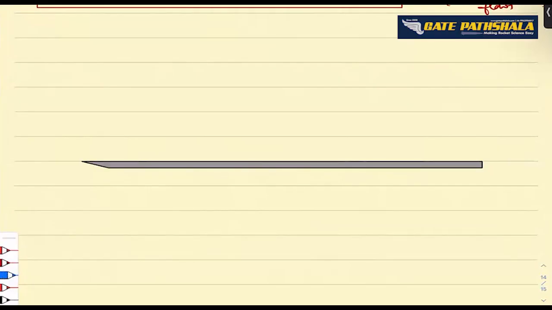like this, which is kept parallel to this uniform flow. Let the velocity be u naught. Draw this, everybody. So here is the leading edge of the plate, and this is the trailing edge of the plate.